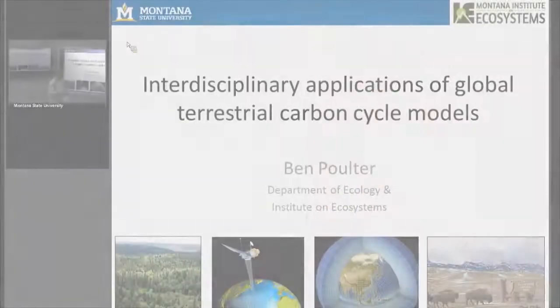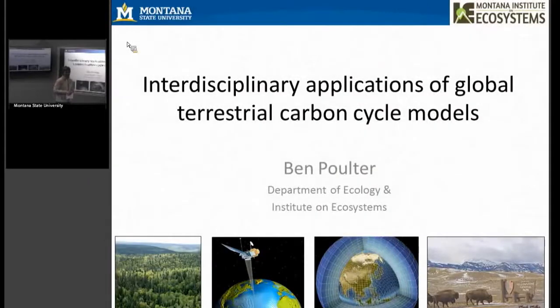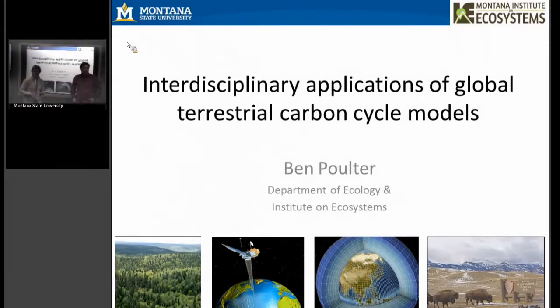Ben has a joint appointment with the Department of Ecology and Institute on Ecosystem. So it's great to have him here. He's a global modeler, ecosystem modeler, looks at things like carbon and water cycle, and works at scales from global to regional. He's going to talk about his work and where he thinks opportunities are.